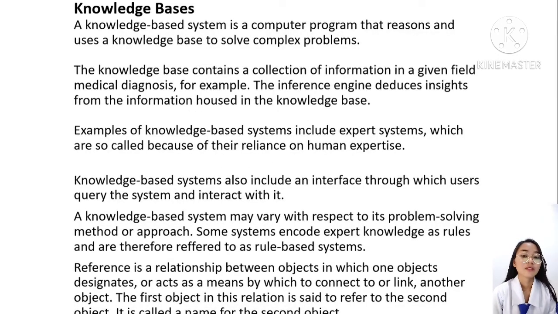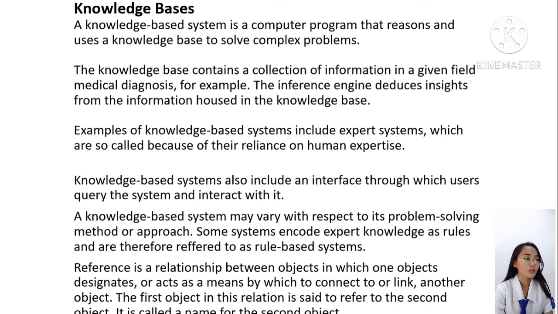Knowledge-based systems. What is a knowledge-based system? A knowledge-based system is a computer program that reasons and uses a knowledge base to solve complex problems. The knowledge base contains a collection of information in a given field, such as medical diagnosis. The inference engine deduces insights from the information housed in the knowledge base. Examples of knowledge-based systems include expert systems, which are so called because of their reliance on human expertise.